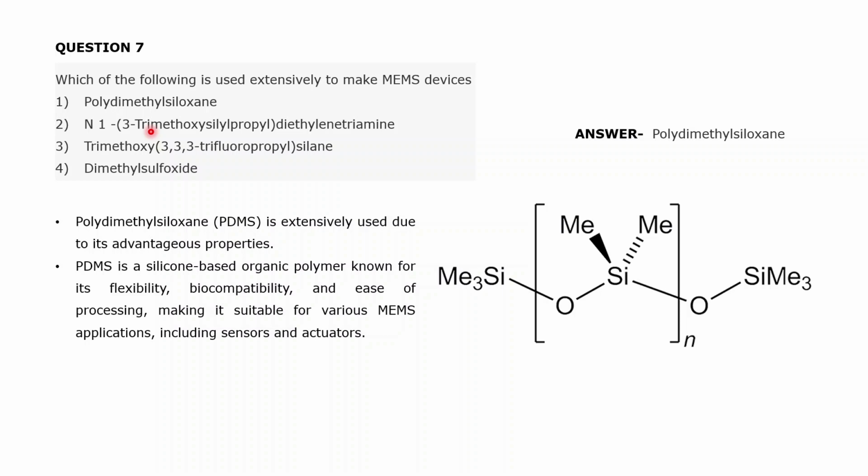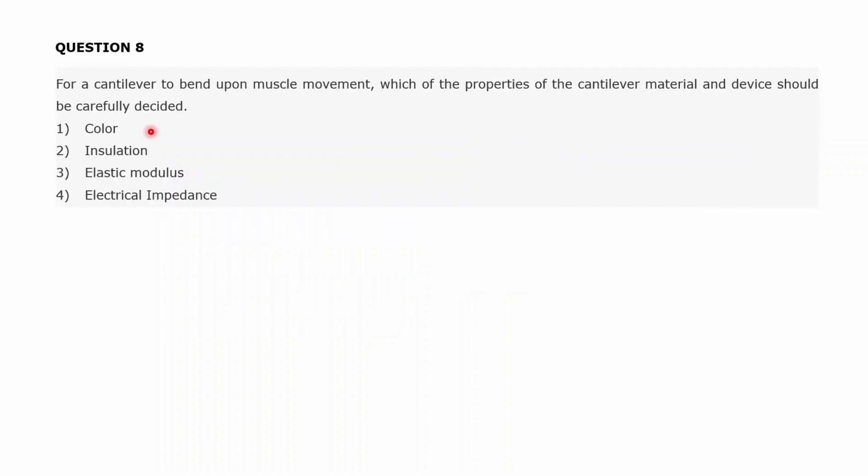Okay, so I think it's clear. So I will just move on to the next question. Coming on to question number 8. For a cantilever to bend upon muscle movement, which of these properties of the cantilever material and device should be carefully decided? One, color, insulation, elastic modulus, or electrical impedance. Which might be the answer?